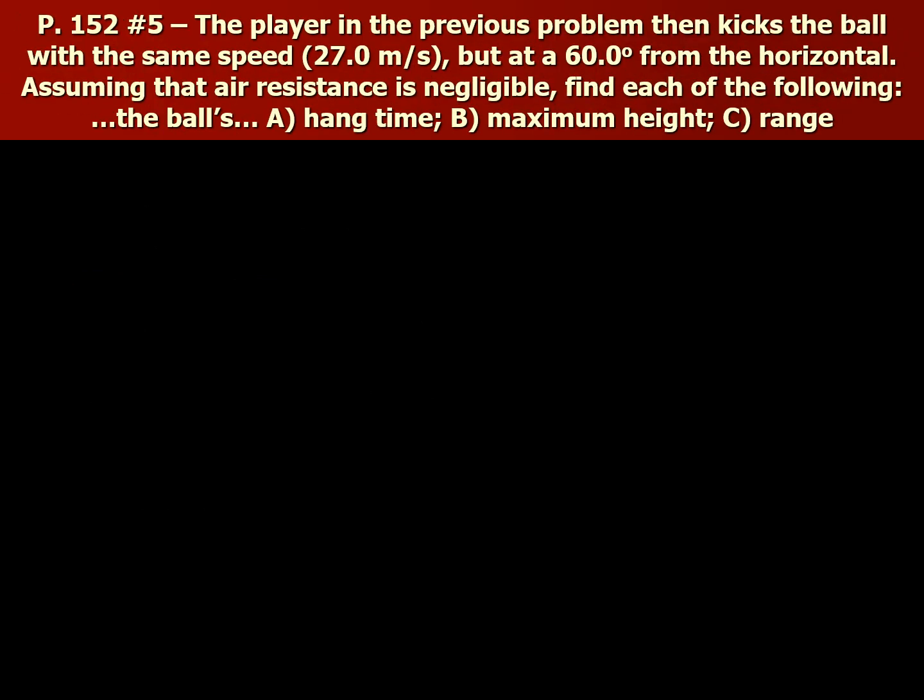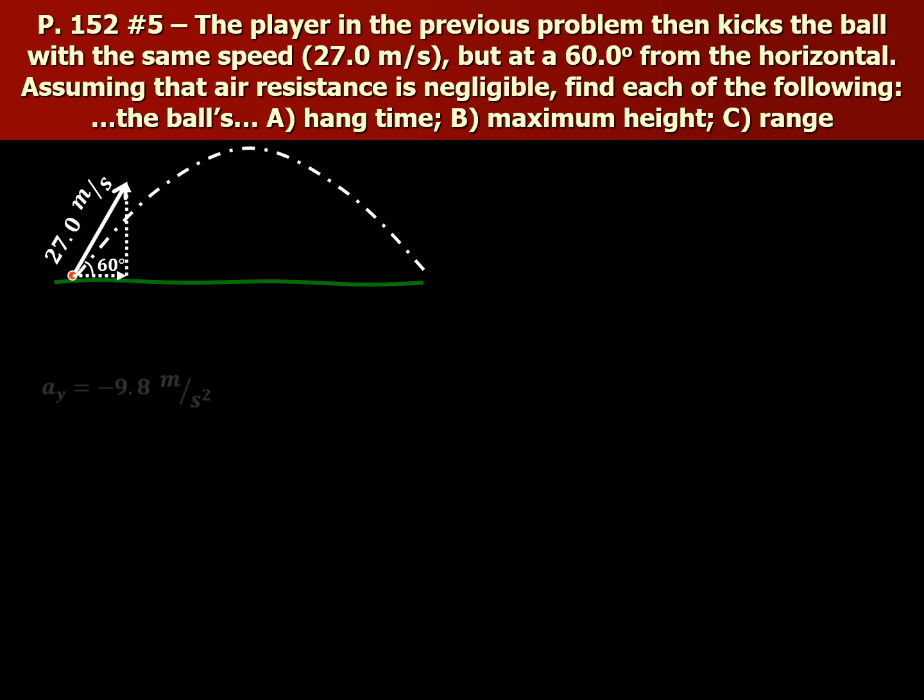Alright, so now we're going to do a scenario where it's kind of the same thing, except the only difference is we're going to be kicking the ball at a 60-degree angle. So the player in the previous problem kicks the ball with the same speed of 27.0 meters per second, but now it's going to be at a 60-degree angle from the horizontal. And we're going to assume the same stuff, no air resistance, and then we're going to figure out the ball's hang time, max height, and range again. Alright, so this time it's going to go at a steeper angle, 60-degree angle.